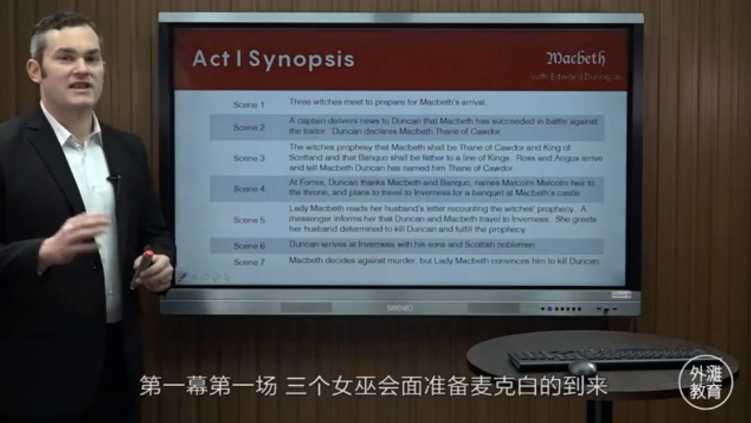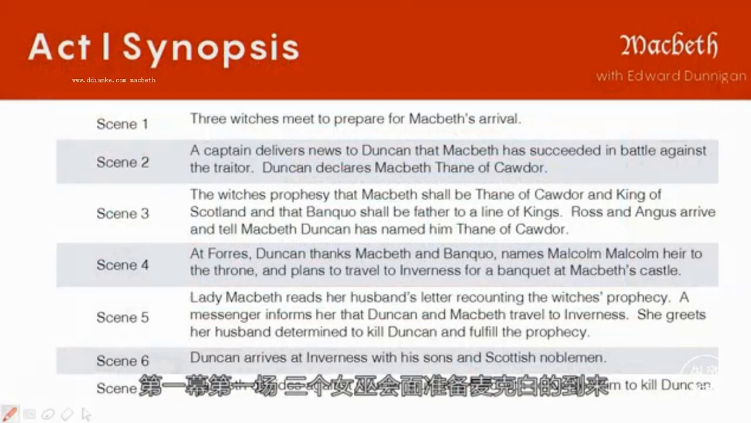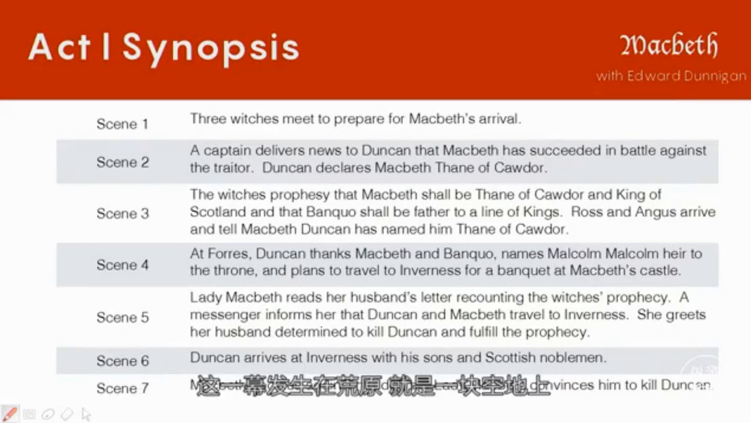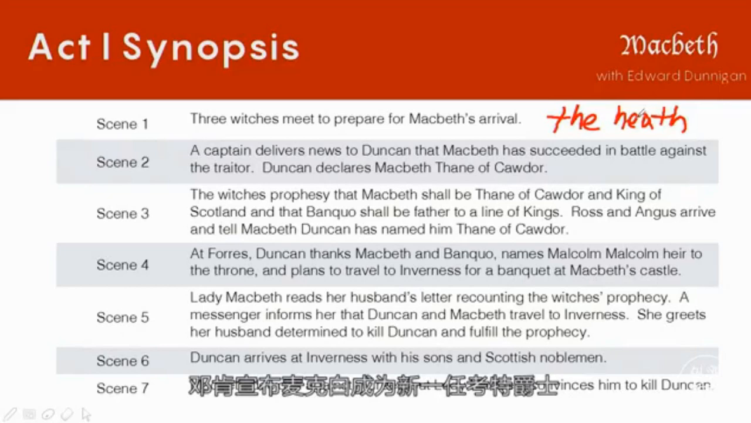Okay, so Act 1. In Scene 1, 3 witches meet to prepare for Macbeth's arrival. This happens on the heath, which is an open field. Scene 2, a captain delivers news to Duncan that Macbeth has succeeded in battle against the traitor. Duncan declares Macbeth the Thane of Cawdor.